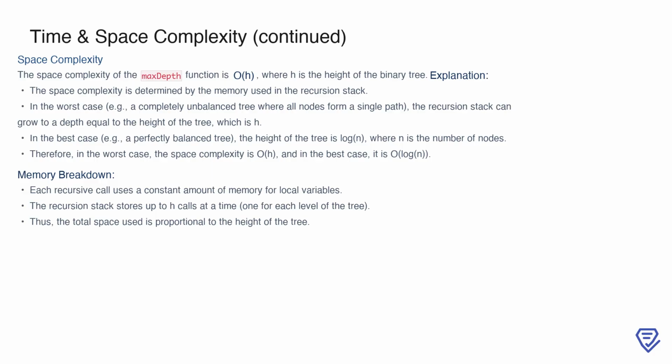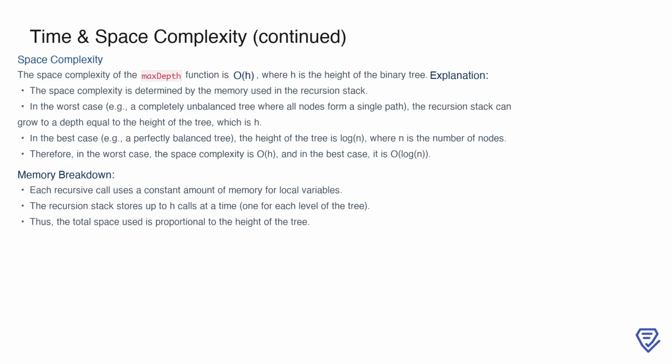On the other hand, in the best-case scenario, such as a perfectly balanced tree, the height of the tree is log n, where n is the total number of nodes. Each recursive call consumes a constant amount of memory for local variables, and the recursion stack stores up to h function calls at a time. Therefore, the space complexity is O(h) in the worst case and O(log n) in the best case, depending on the tree's height.